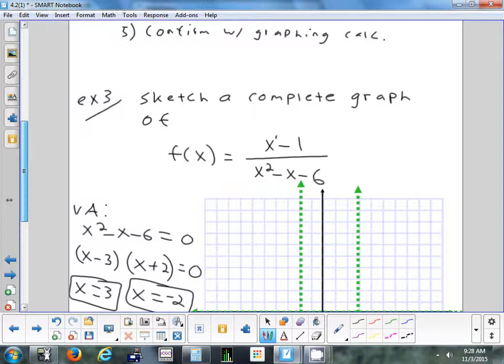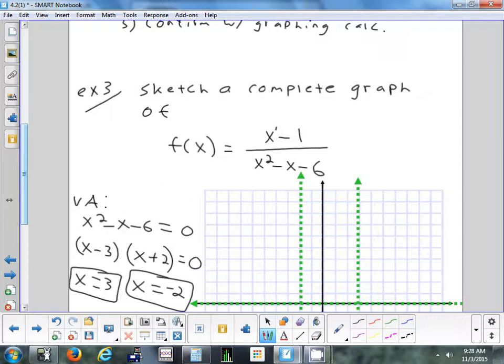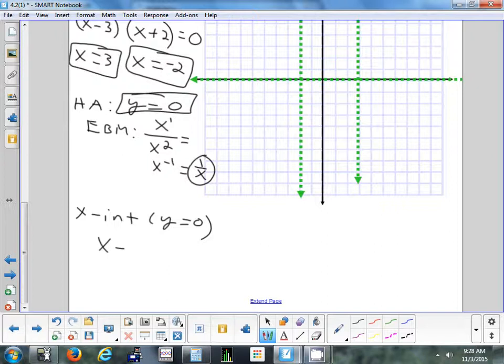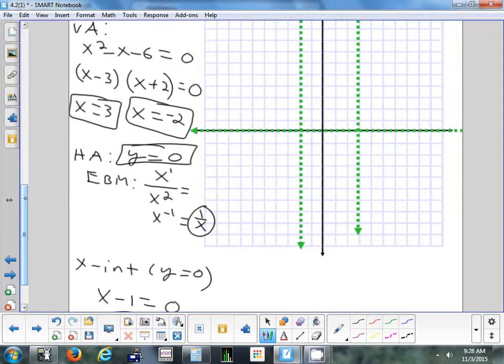What's the only way a fraction can equal 0? 0 not in the denominator, in the numerator. If you have 0 in the top of a fraction, that makes the fraction 0. So what's in the numerator here? X minus 1. Set the numerator equal to 0. That's your x-intercept, so that's where it crosses the x-axis. That's a point on our graph.